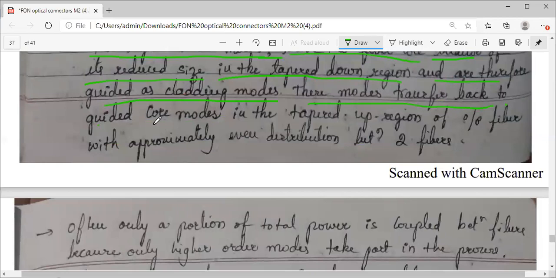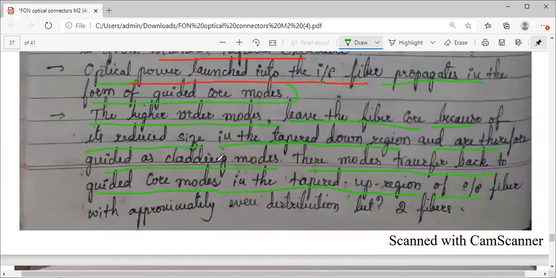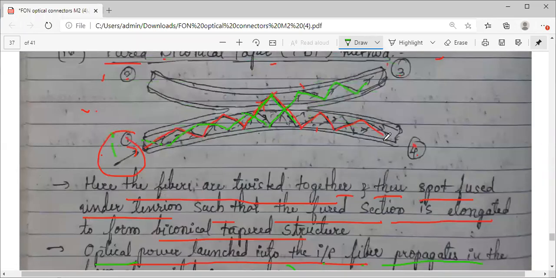These modes transfer back to the guided core modes in the tapered up region. They enter the cladding modes and then they'll come back to the core modes of the output fiber. So this is your input, this is your output. Now the naming is correct. This is your input port, this is your output port.